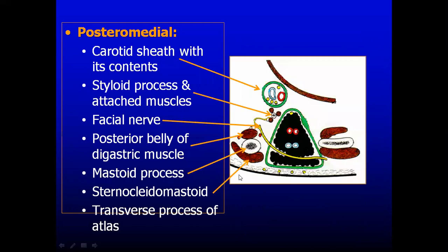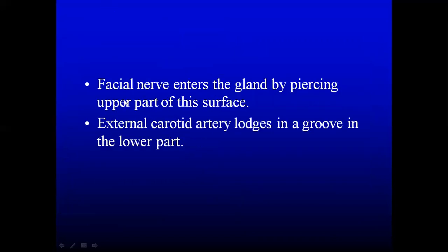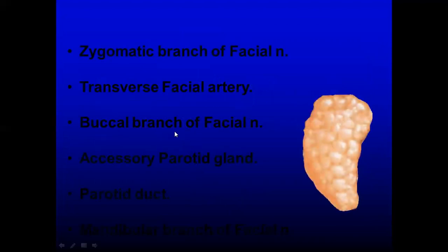Then the posteromedial surface is related to carotid sheath with its contents, that is internal carotid artery, then common carotid artery, internal jugular vein, vagus nerve, sympathetic chain. So styloid process, attached muscles will be styloglossus, stylohyoid and stylopharyngeus. We have facial nerve, then posterior belly of digastric, mastoid process, sternocleidomastoid muscle, and transverse process of atlas forming posteromedial relations. The facial nerve enters the gland by piercing the upper part of the surface. External carotid artery lodges in the groove in the lower part.